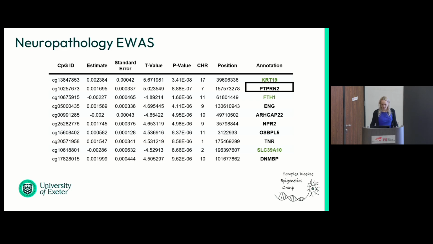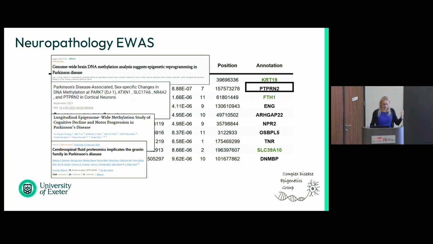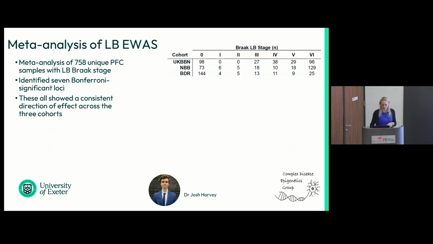This is it shown here, PTPRN2, and again, like I said earlier, for the clinical EWAS, actually this one has also been associated quite heavily before with different Parkinson's phenotypes. What we then wanted to do was see if we could try and meta-analyse this. So we managed to access other EWASs that are being performed by collaborators in the prefrontal cortex with DLB pathology. And so we've meta-analysed now 758 unique individuals, some of those with two brain regions.